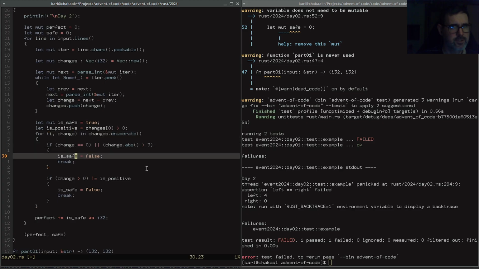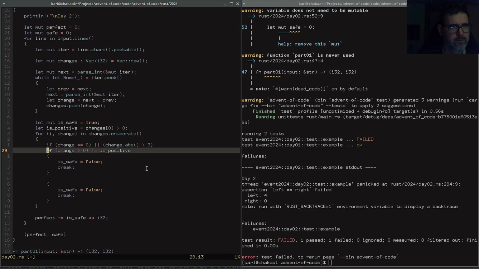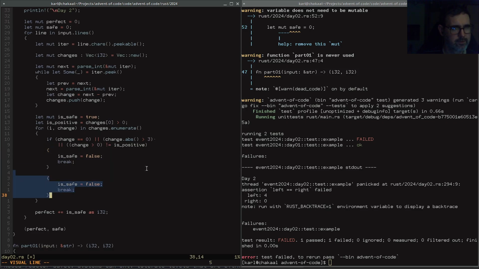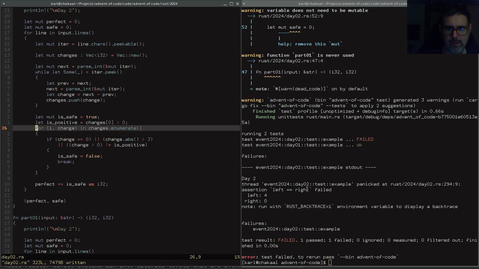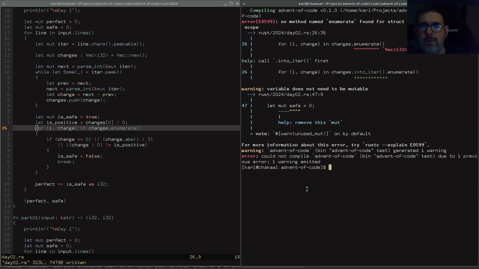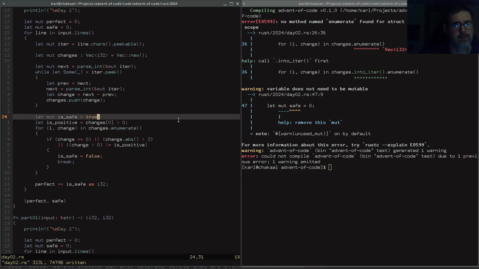And I guess I could actually just combine these conditions. Kurziv's gonna yell at me about not using I. Yeah, true, true. But it won't let me do that anyway.